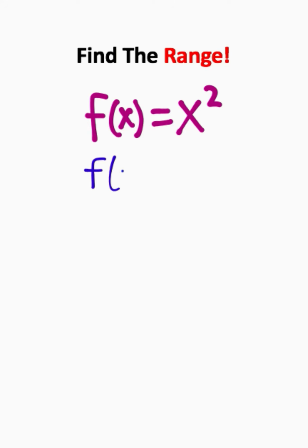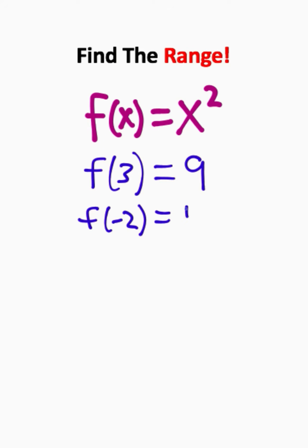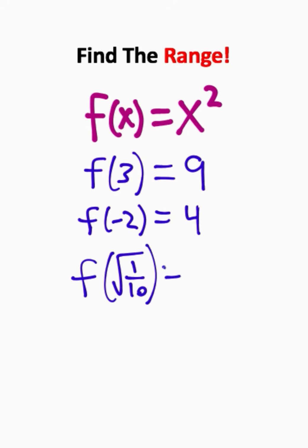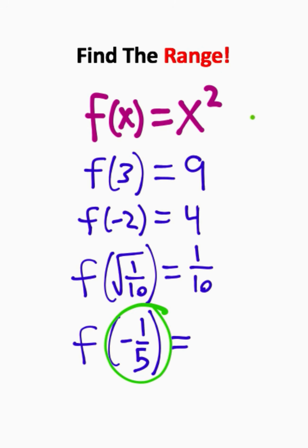So let's say that I plug in 3. Plugging in 3 for x, we get 3 squared, which is 9. Now let's input -2. With -2 as our input, we get +4, because -2 times -2 is +4. Now I'm going to input the square root of 1 over 10, just a random number. The square root and the square will cancel, meaning our output will just be 1 over 10. Now let's input -1/5. If we take -1/5 and we square it, it's +1/25.